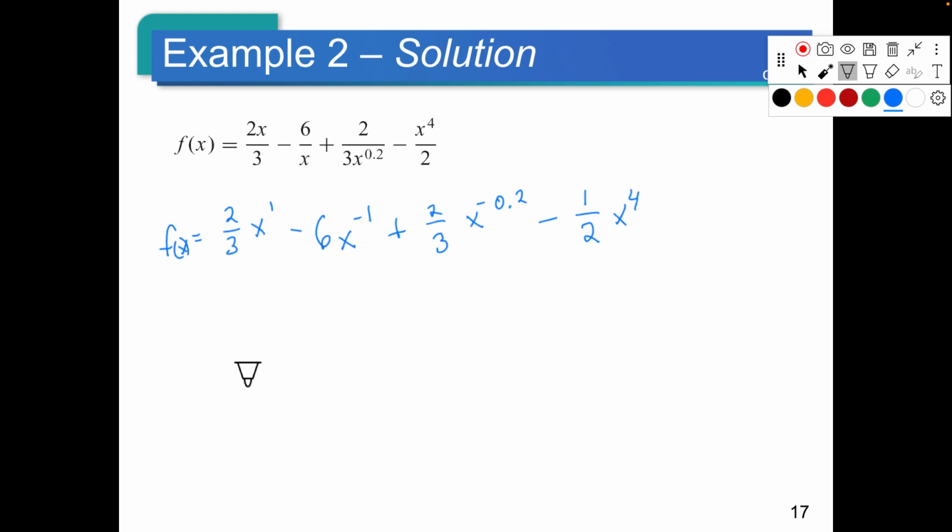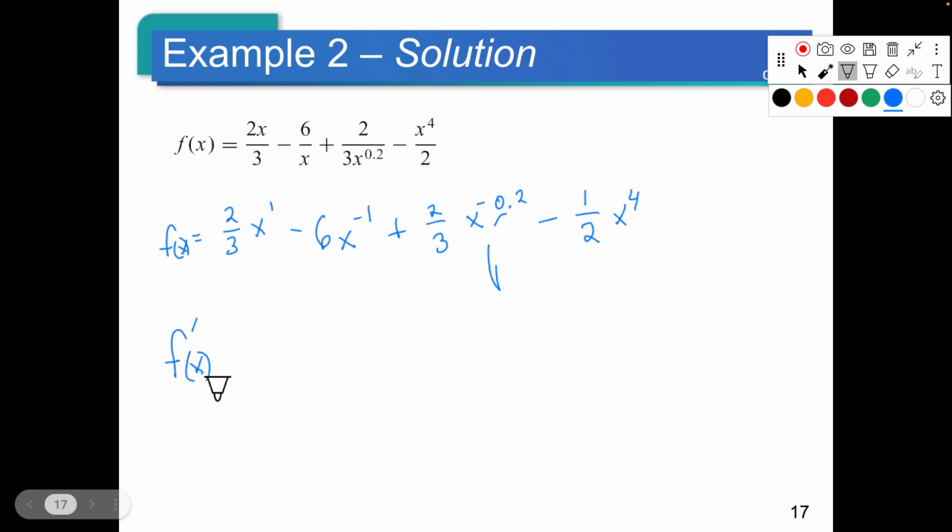Okay. Yes. What does the triangle mean? Oh, that's my pen. Sorry. Yeah. Okay.